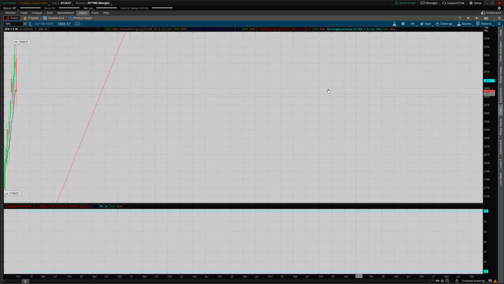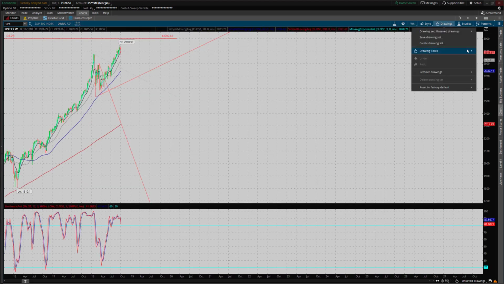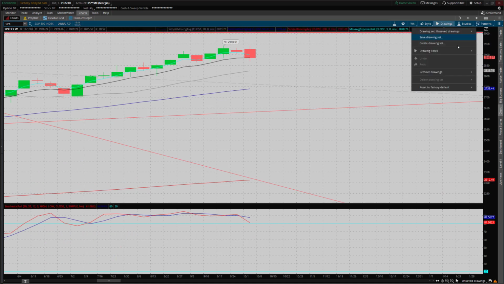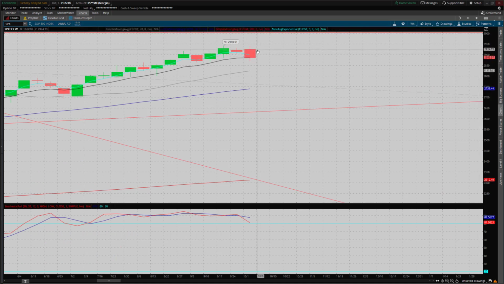But on the weekly chart, there's some more information here. There is a weekly bearish engulfing candlestick here on SPX. So that's a pretty strong sell signal, and that engulfed last week's real body on the candle.